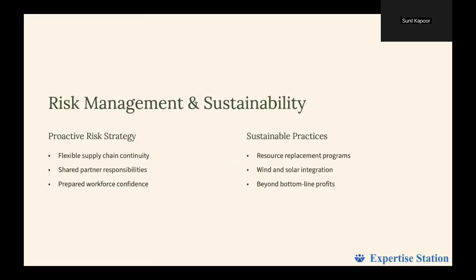So these are the 5 different elements of the supply chain strategy.